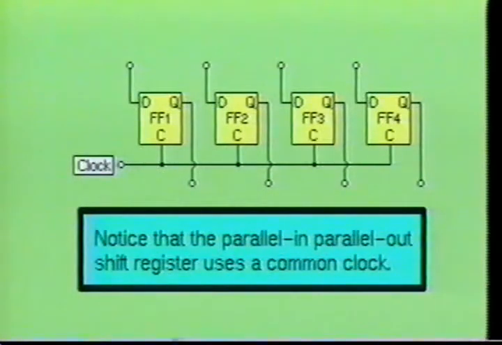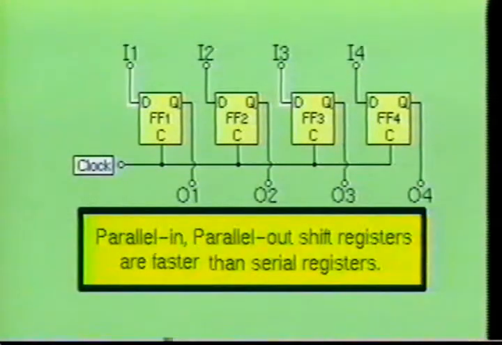Here we see a parallel in, parallel out shift register. Notice that a common clock signal is used and that the input and output of each flip-flop is separated from one another. When the clock signal swings high, the information placed at each of the data inputs is transferred to the Q output of the device. As you can see, the process of transferring information is much faster using the parallel in, parallel out register as compared to the serial type device.